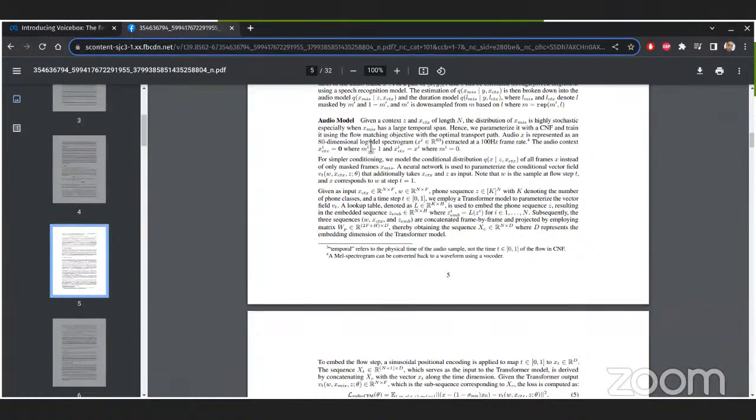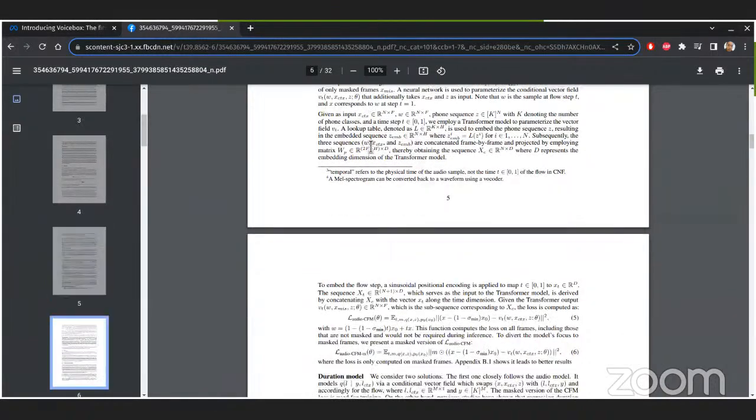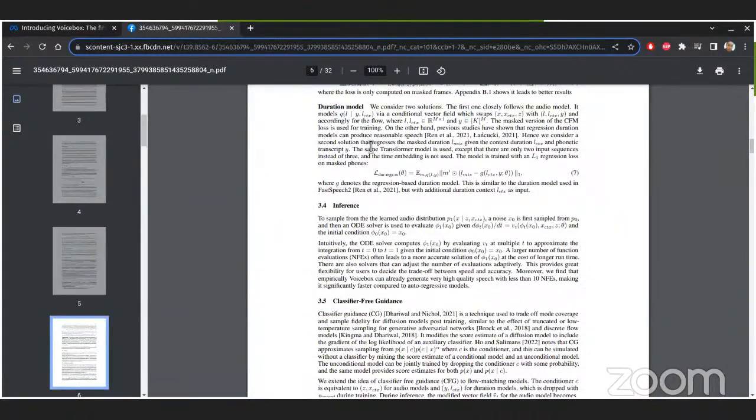And so the duration model, the second part of this is, and Asif, please feel free to correct me if I'm misspeaking about this part, because this part kind of confused me as well. But it uses a conditional vector field to model the distribution. And then you use a masked version of the normalizing flow for training. And so I wasn't sure why they exactly created this mask. But yeah, this is the solution they used.